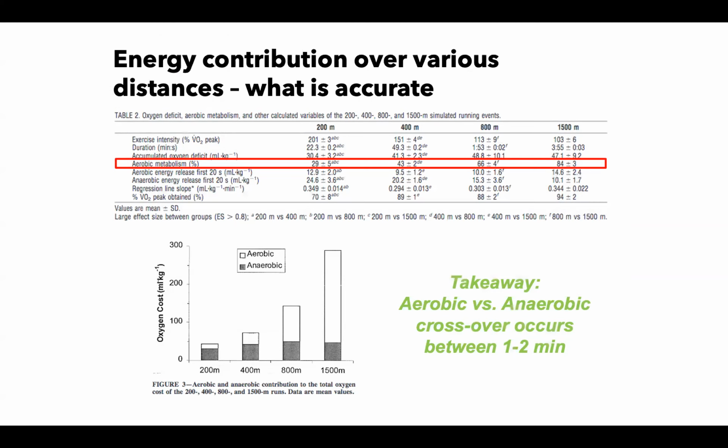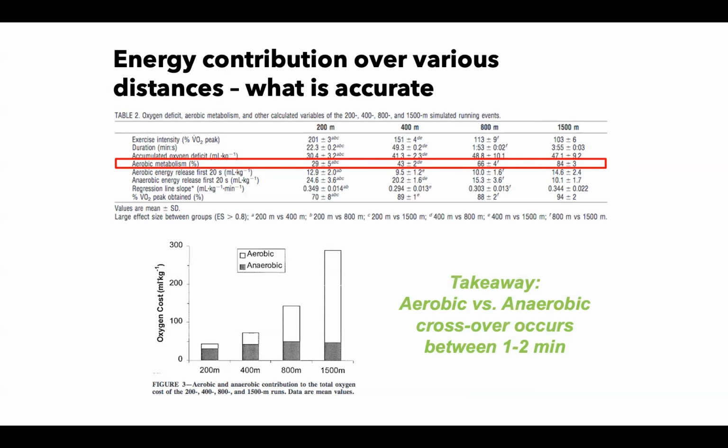What this slide here is showing is the crossover between aerobic versus anaerobic. This is highly variable in what you'll read in the literature, but I really like this study because it shows the percent of aerobic metabolism at a 200 and 400, and we think that crossover would be between 1 to 2 minutes at high intensity.